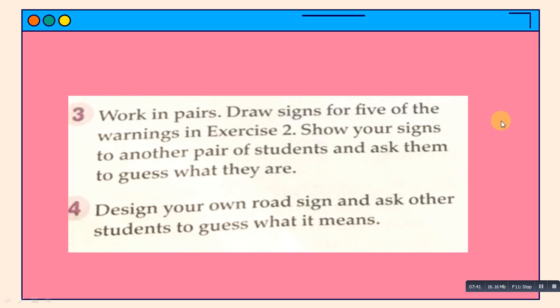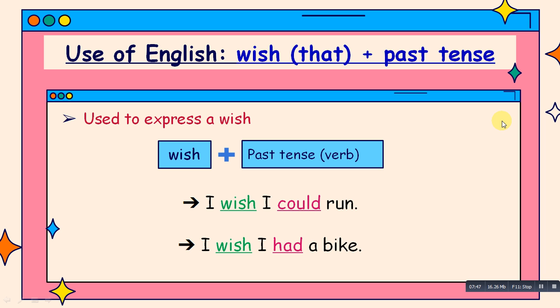Okay, so kids, I'm moving on to page number 45 now in the learner's book. Page number 45, learner's book. Right. So kids, it's the grammar part of the day. The topic itself says use of English, wish plus past tense. Whenever you need to talk about a wish, or express something that you wish, there is a way to do that. You need to use the verb wish when you're wishing for something, and you need to add the past tense of a verb there.